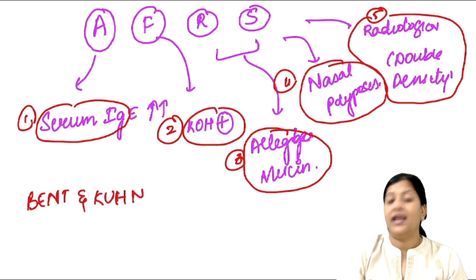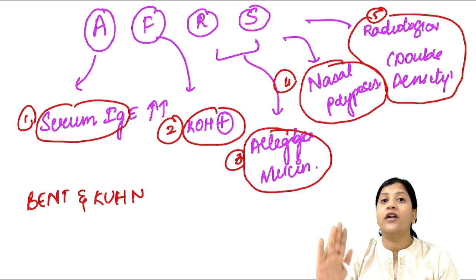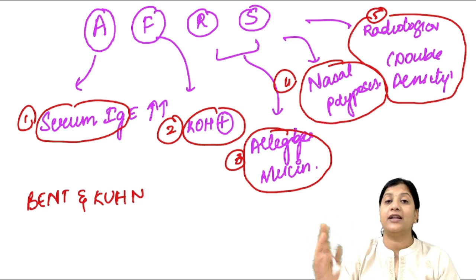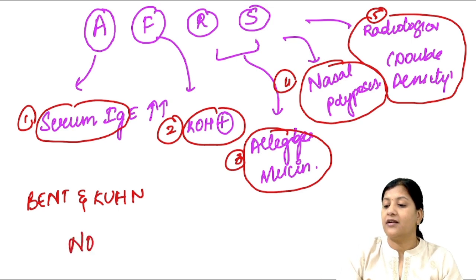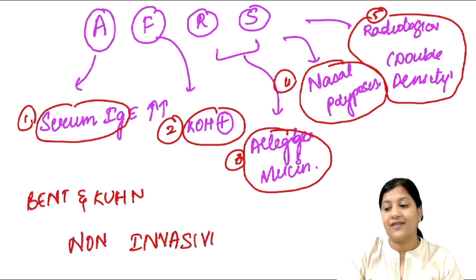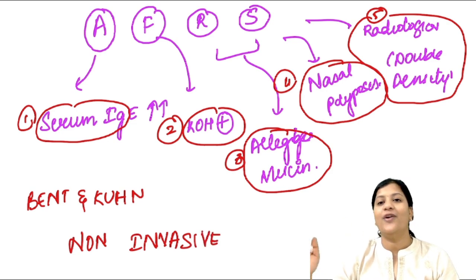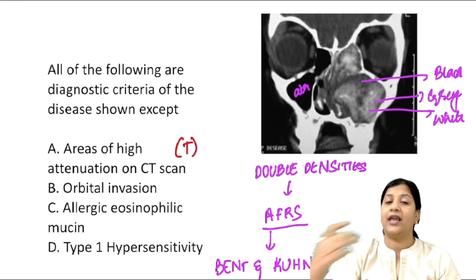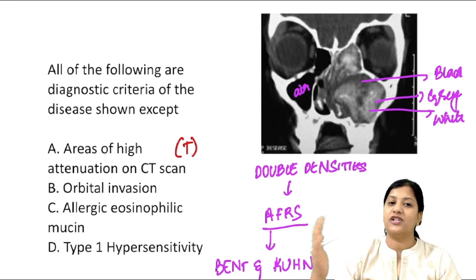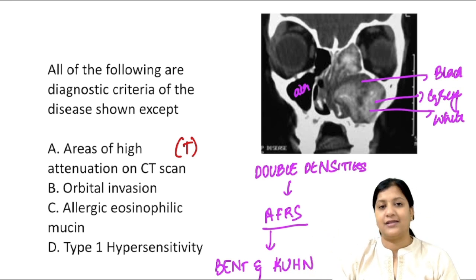Now, when I'm saying allergic, it is not invasive. So fungal sinusitis can be of two forms, non-invasive and invasive. This comes under non-invasive fungal sinusitis. It is not an invasive form. So, will you see areas of high attenuation on the CT scan? True. Areas of high and low attenuation, which we call double densities.